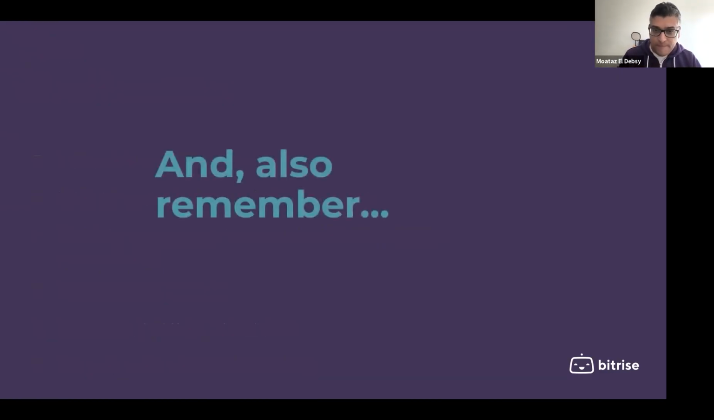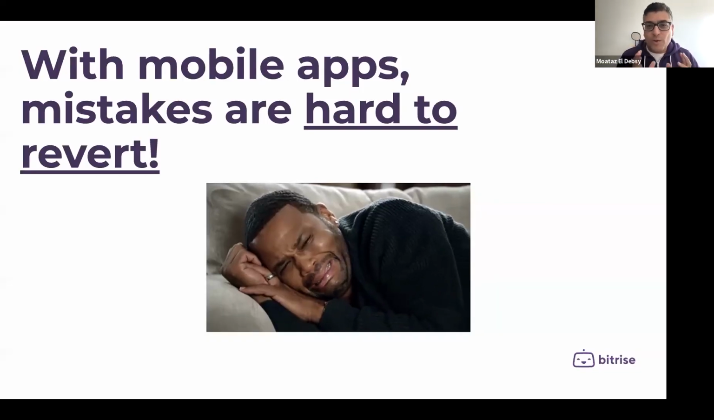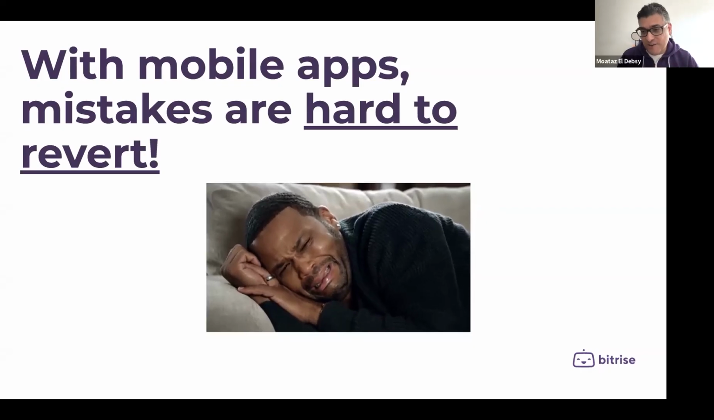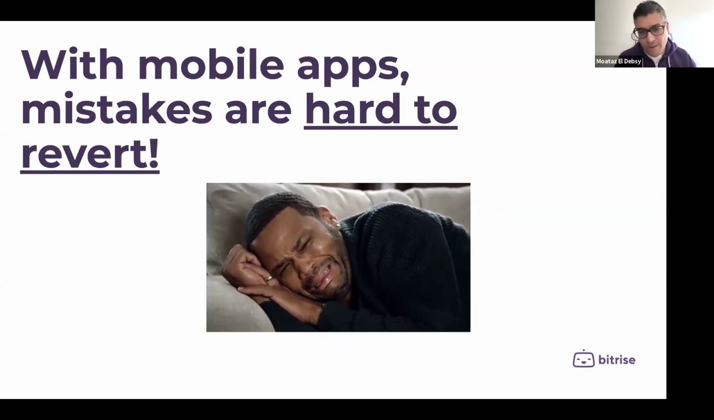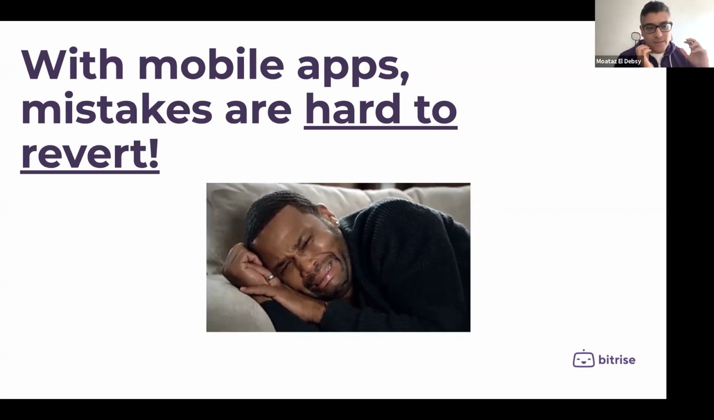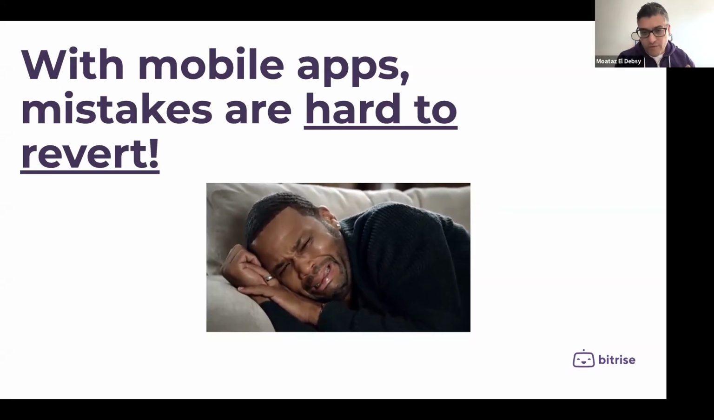And one more thing, remember before we start talking about how we can tackle all of these challenges: with mobile apps, mistakes are harder to revert. You need to always remember this one. So with a mobile app, when we deploy our application, we deploy it to the App Store for review, and the rollback or revert process is hard. So it's not like web applications, not like the API.